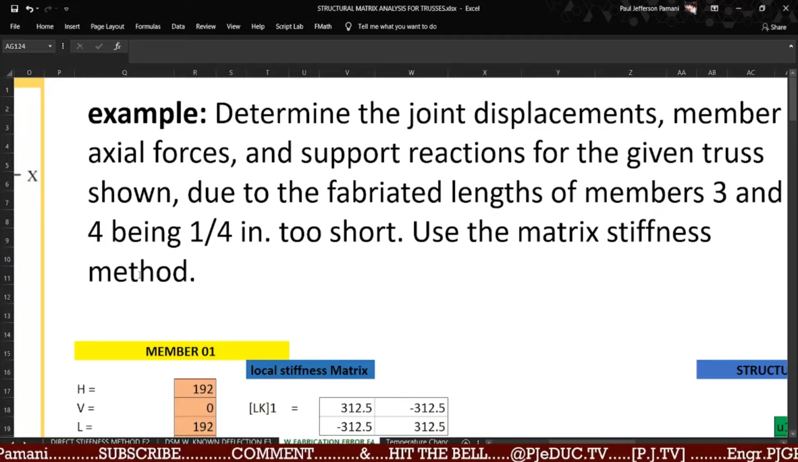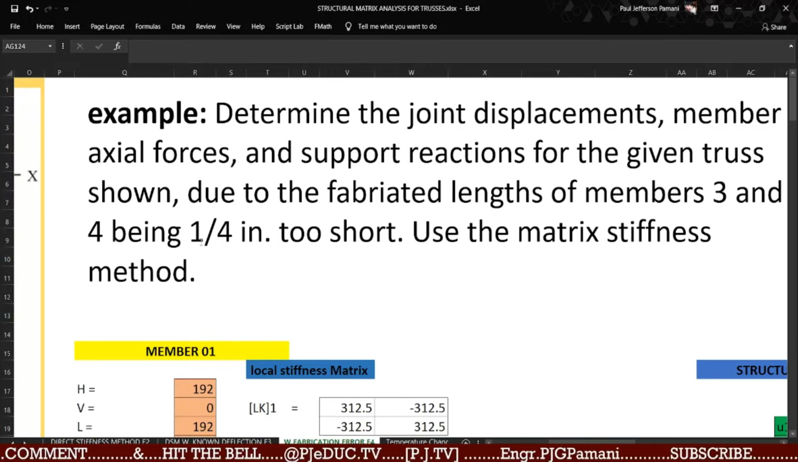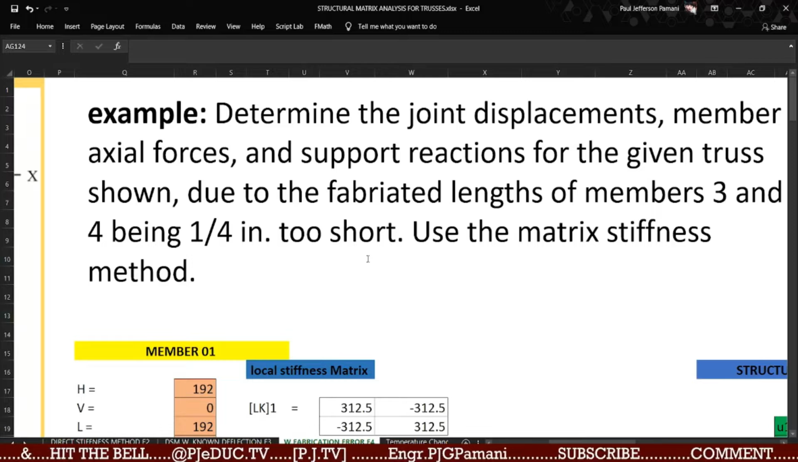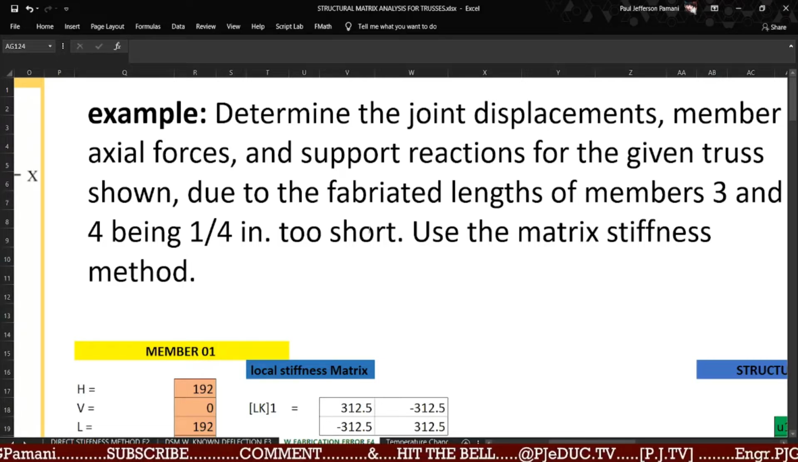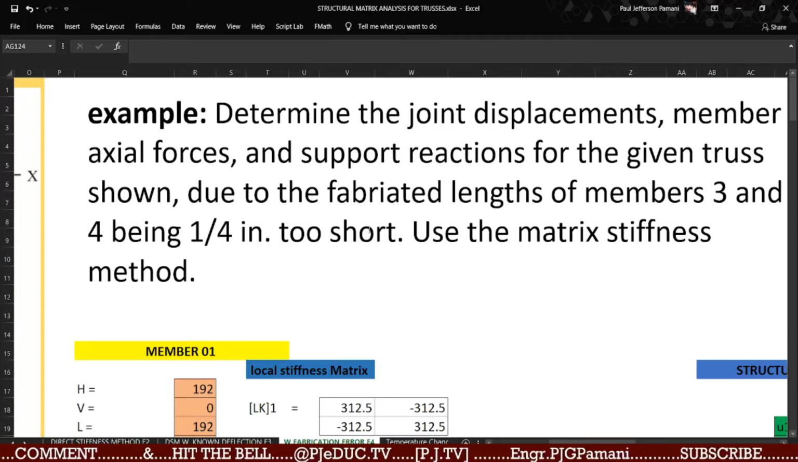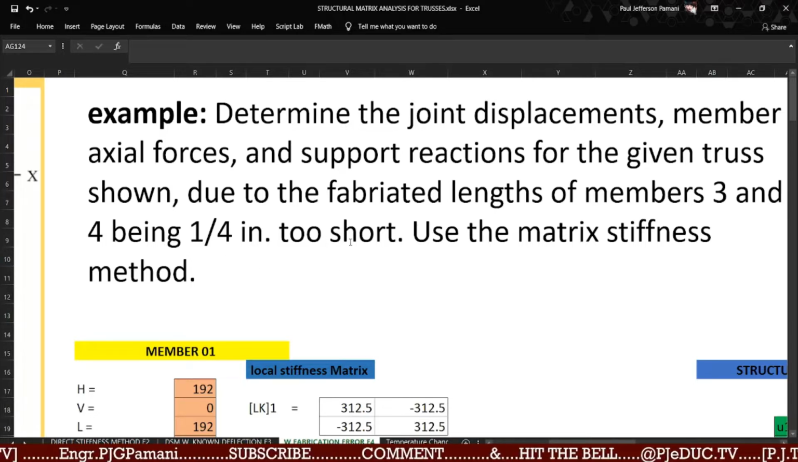Note, members 3 and 4, yung merong error, that are 1/4 inch too short. So, mas maikli daw siya ng 1/4 inch sa field. Maybe because of temperature change, maybe because of steel expansion or temperature expansion. So 1/4 inch too short.